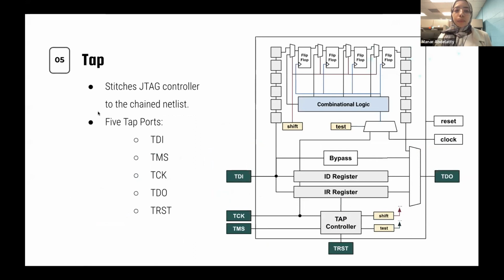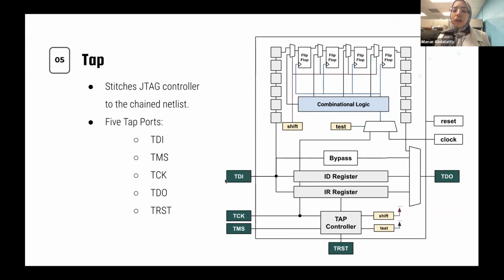And the final step in faults flow is called the tap. And this step attaches a JTAG controller. The JTAG controller is like an IEEE standard for testing. So this JTAG makes the circuit compatible with the automatic testing equipment available in the fab. This step attaches the JTAG controller to the constructed scan chain in the previous step, and it exposes 5 extra ports from the top netlist.